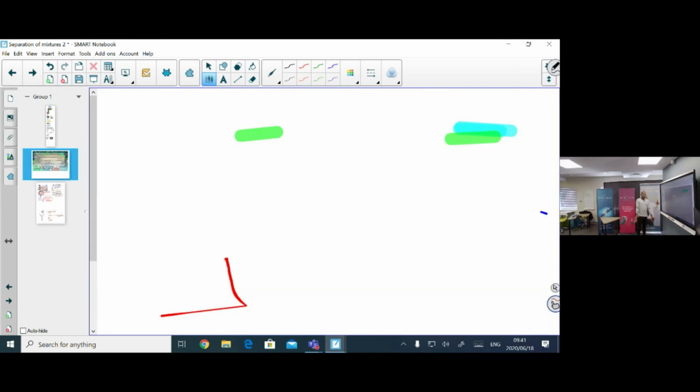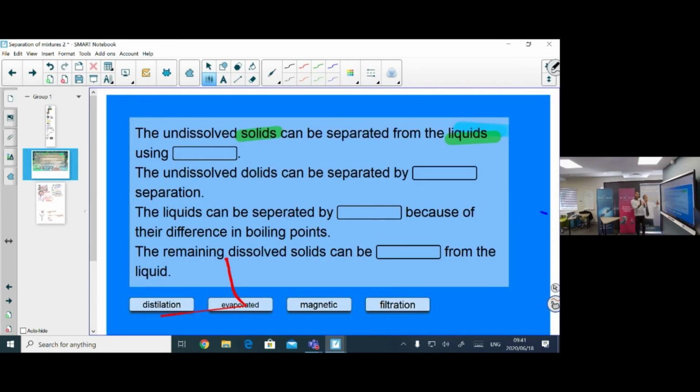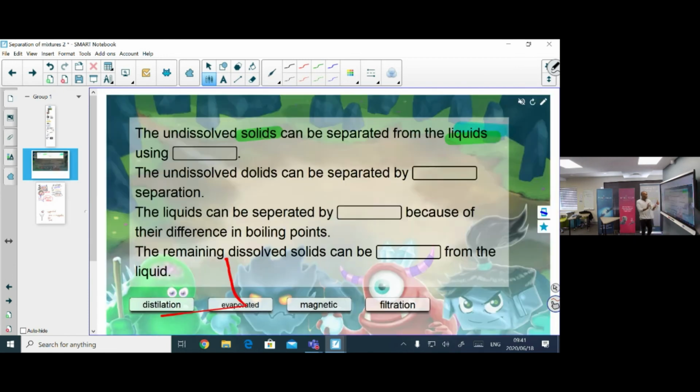What else are we remaining with? We're remaining with those liquids, which are now methanol and ethanol and water. How can we separate ethanol from water? It's a mixture that is in liquid state. We are looking to separate those two liquids from each other. How can we go about it?